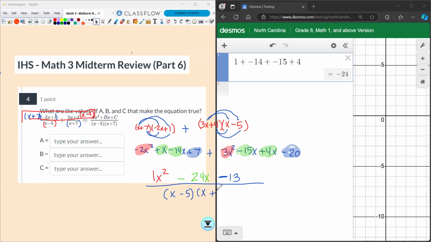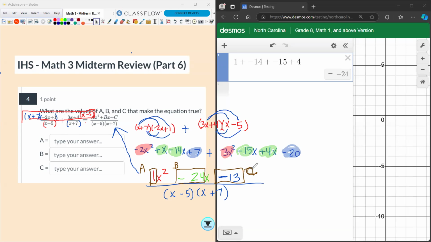So in a problem like this, when it says, what are the values of a, b, and c that make this equation true? Well, this is this part of it. So the a, b, and c values are just numbers. What are those numbers? Well, the coefficients. So this is going to be your a value. That's 1. There's your b value. And there's your c value.